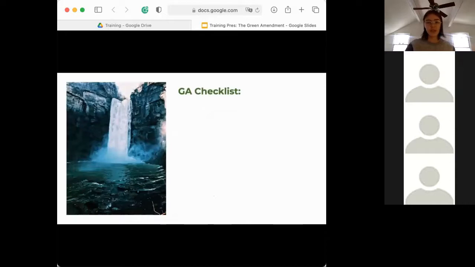Green Amendment checklists. So in addition to all the things we just highlighted, in order to be a Green Amendment, this amendment needs to A, be in the Bill of Rights. We know this, we talked about it before, if it's not in the Bill of Rights, then it's not equivalent to our other basic rights like freedom of speech, right to bear arms, etc.